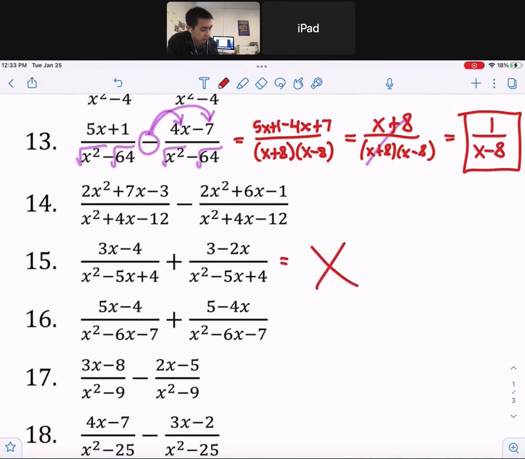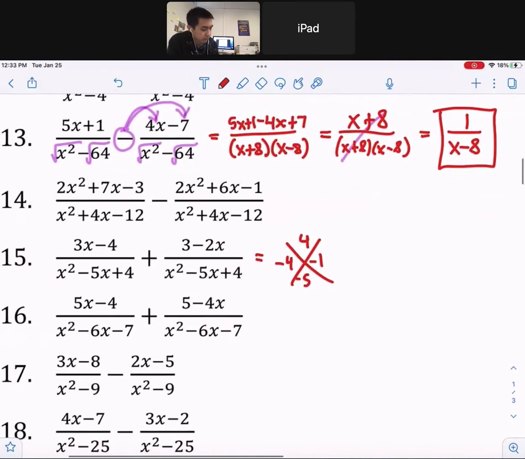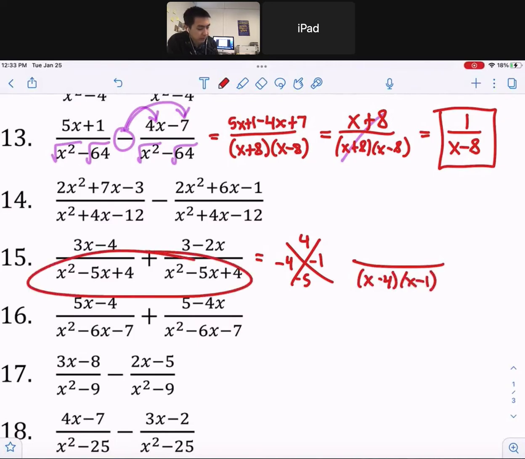Now both of these are the same, you guys, but one thing I notice is that you should probably factor that stuff. So 4, -5, -4, and -1. So it's going to be x minus 4 and x minus 1. And since both of these are the same, that enables us to add these two. 3x minus 2x, you guys, is x. And then -4 plus 3 is -1.